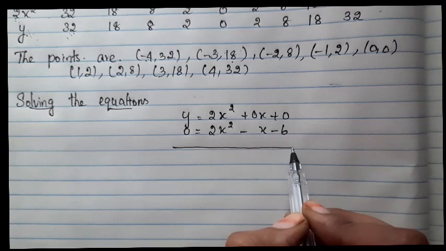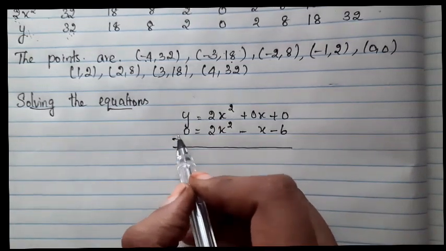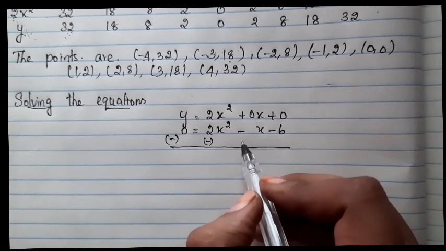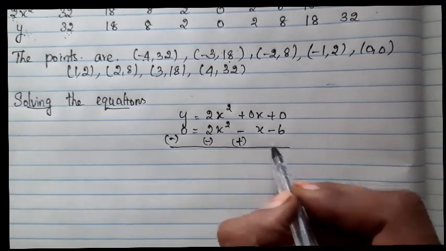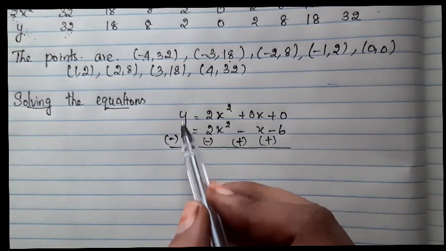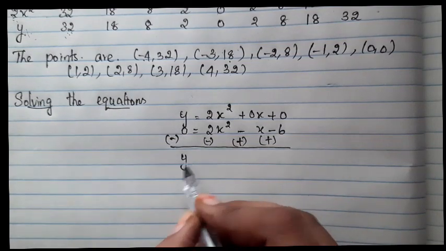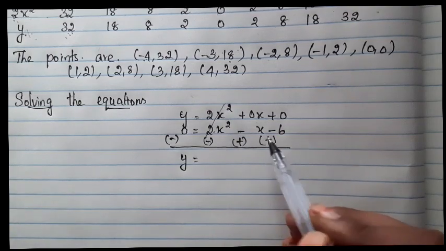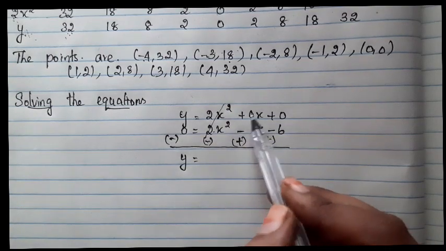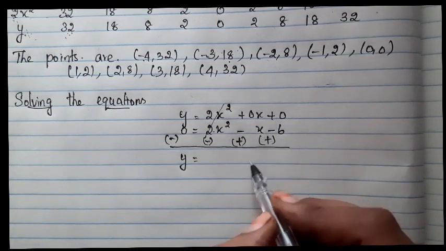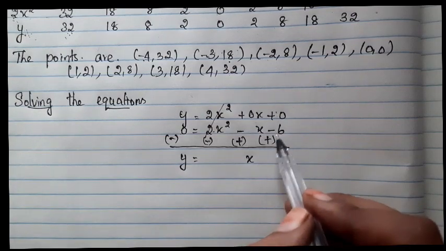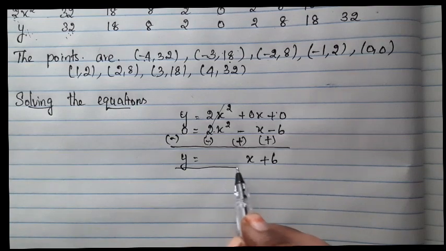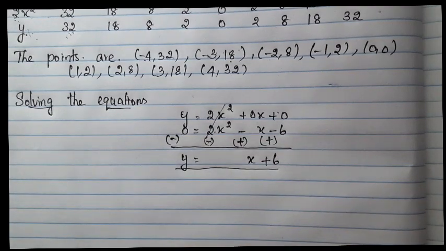So next we can subtract these two. Change the sign. If it is plus, it will change to minus. If there is minus, it will change to plus. So y minus 0, you will get y, that is equal to. So x square minus x square get cancelled. Then here 0, here there is 0. So plus x. There also 0. So plus 6. So now we got a new equation, that is y equal to x plus 6.